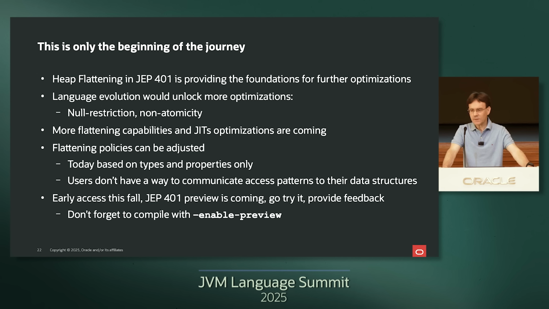Our flattening policies can be adjusted. Today, they are only based on type and properties. Users don't have any way to communicate the access patterns they will have of the data structure. A highly mutated data structure and another data structure which is almost never updated might deserve very different flattening decisions.